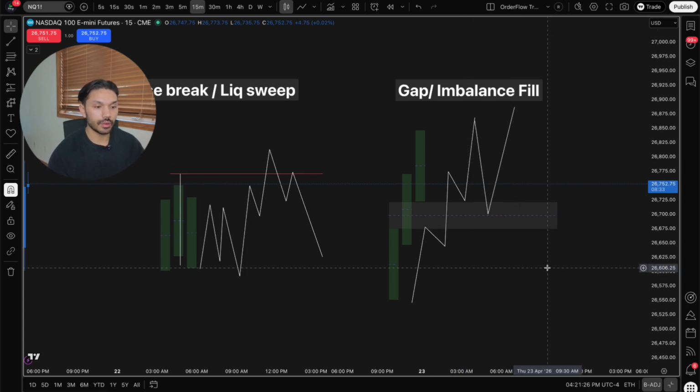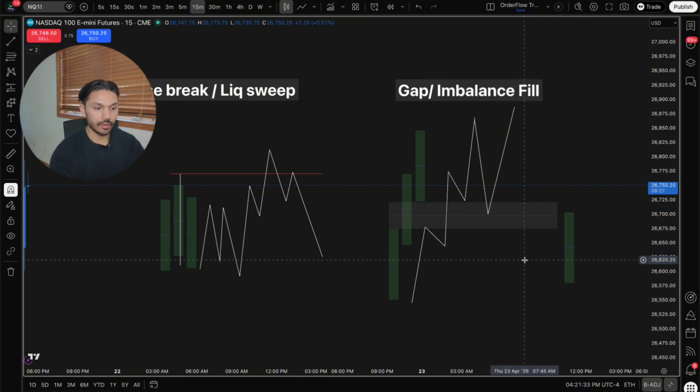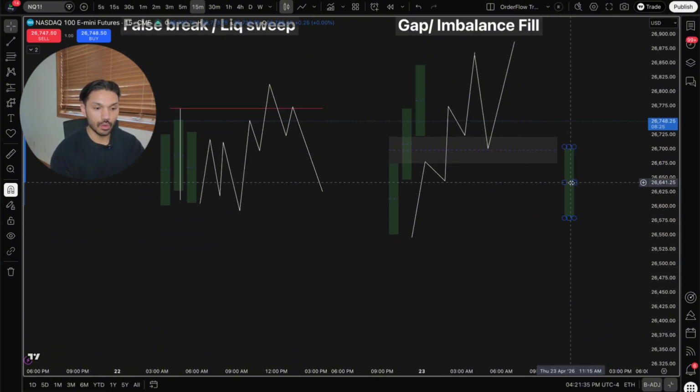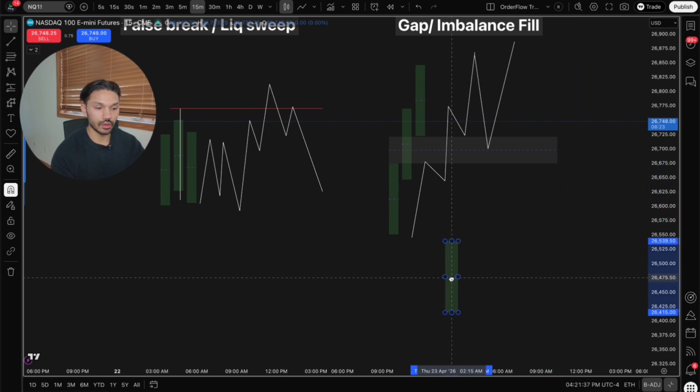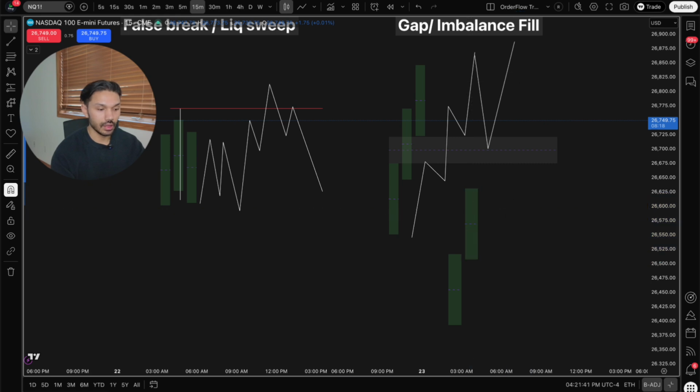Now, the second type of gap fill or imbalance that I will look for is a two candle pattern. Instead of the three candle pattern fair value gap, in this case there will be two candles. Again, a similar move: an aggressive move in one direction. And usually candles have wicks, so I forgot to draw that.